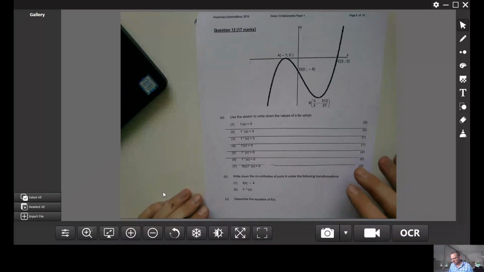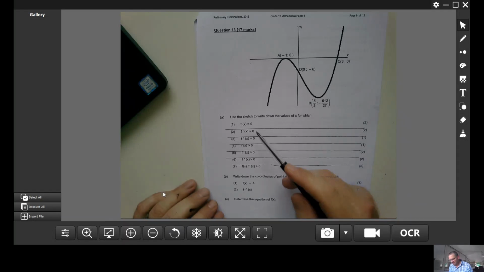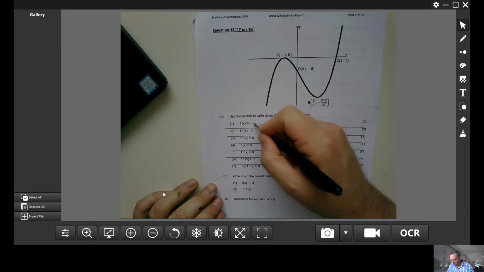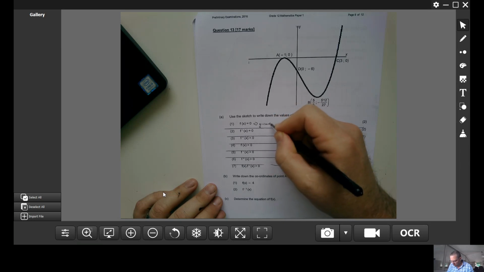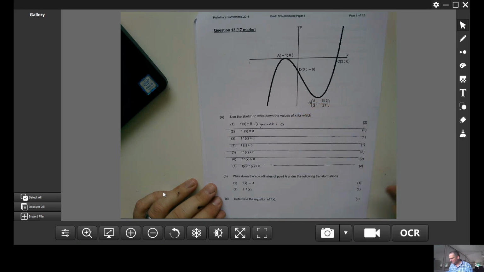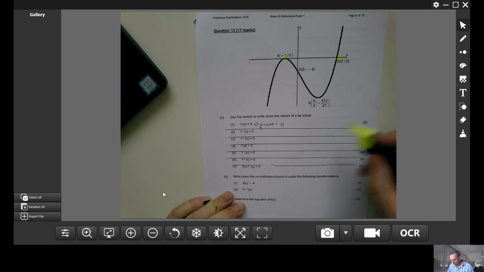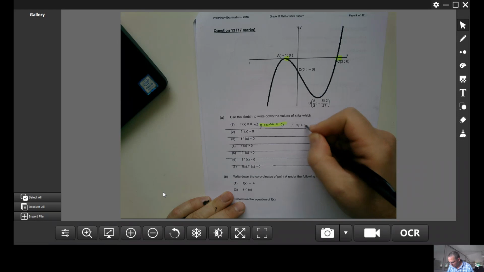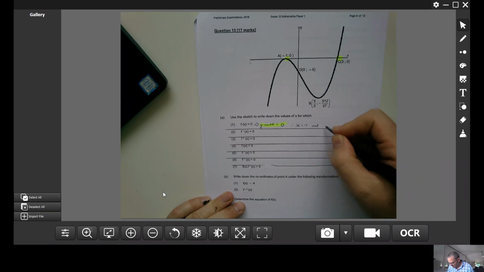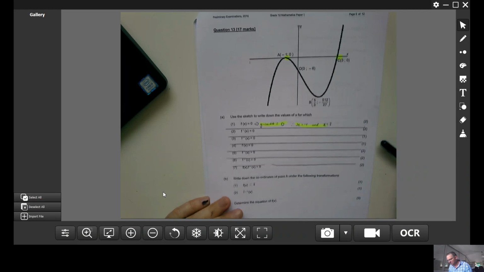Okay, so we've got this cubic function over here, and it's checking that you really understand notation. So this first question says, when is f of x equal to 0? F of x means when are the y coordinates equal to 0. And the y coordinates are 0 over here and over here. So the y coordinates are equal to 0 at x is equal to -1 and x is equal to 3.